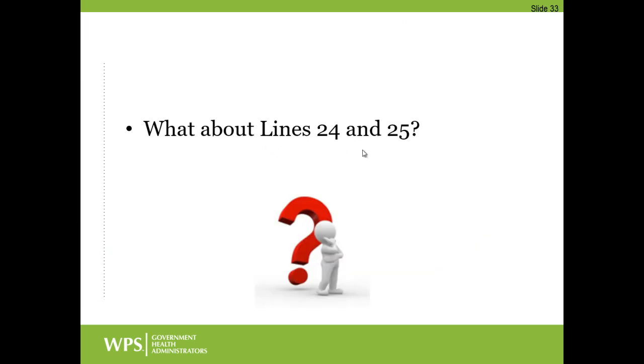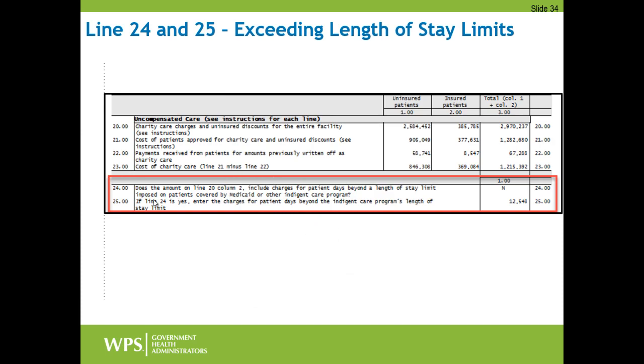So now we have lines 24 and 25. We talked about them a little bit, but now we're going to see them. Line 24 is just a yes or no question. Does the amount on line 20, column 2, so insured patients for charity care, include charges for patients beyond a length of stay limit for Medicaid? So again, the charge would have already been included in this number, even though normally column 2 was deductibles and coinsurance. Have you included charges in there, yes or no? And if so, what's the amount? What amount of charges have already been included in line 20?